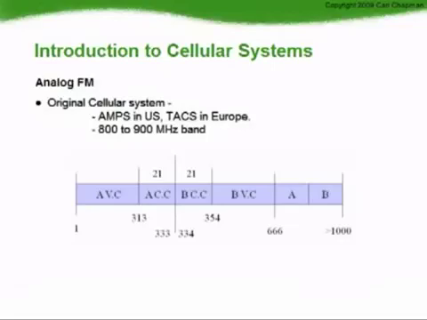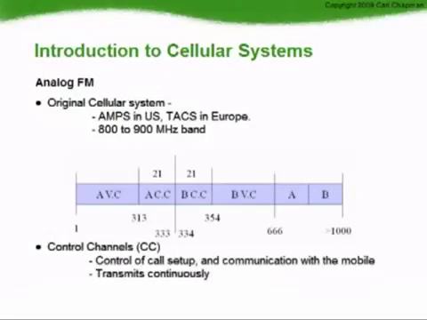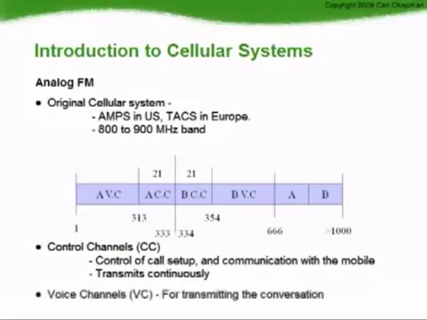Most modern systems now use up to 1024 channels. Control channels are used to control call setup, and communicate with the mobile when it is not in use. The control channel signal transmits continuously so the mobile can always find it. Voice channels are used to transmit a conversation that is in progress. With a limited number of channels available, the cellular operators use a system called frequency reuse, where the same channel number can be used in multiple base stations.